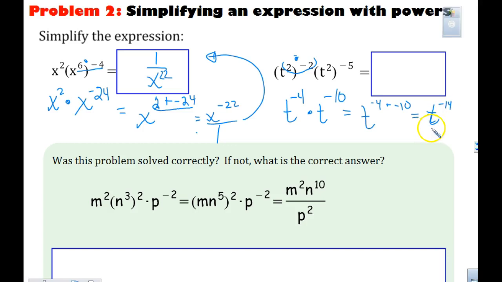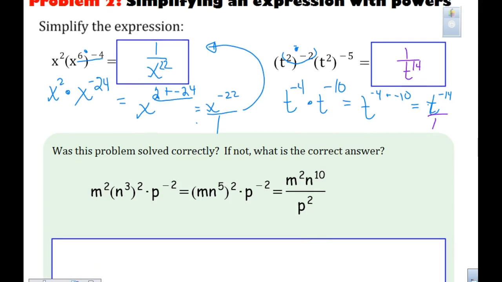Joe, we can't have a negative exponent, so my final answer as I'm looking at it is going to be 1 over t to the 14. So if it helps you to put this one over 1 anytime, especially when we have those negative exponents, we're going to do it in that way.